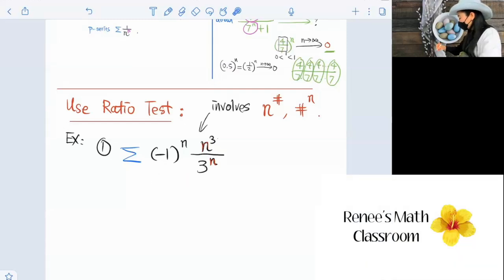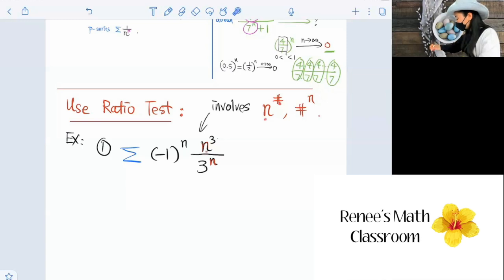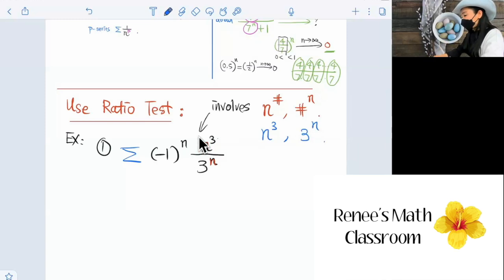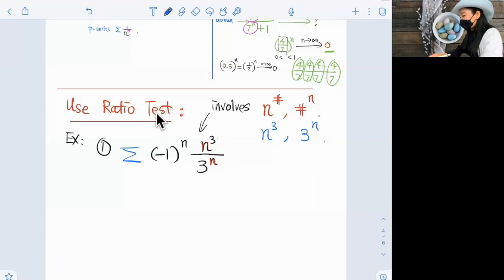If the an here involves n to some power, for example n to the third power, or a number to the n power, like 3 to the n power, then you want to use the ratio test. The reason is that there's going to be a lot of canceling, and it's easy to find the limit.